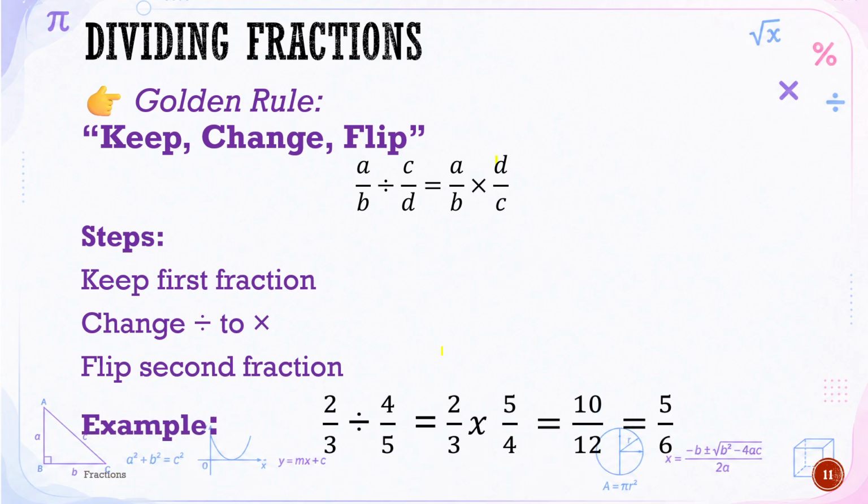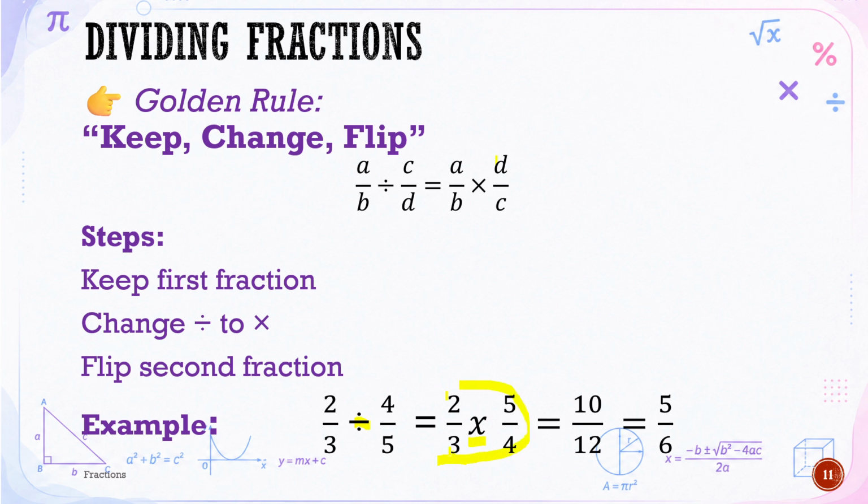Now, right, let's take a look at the example. I have 2 by 3 divided by 4 by 5. Okay, so now I'll follow the step. Keep the first fraction as is. All right, that is 2 by 3. Change division to multiplication, and flip the second fraction. The second fraction was 4 by 5. I am going to flip it, that is making it upside down. It is going to be 5 by 4.